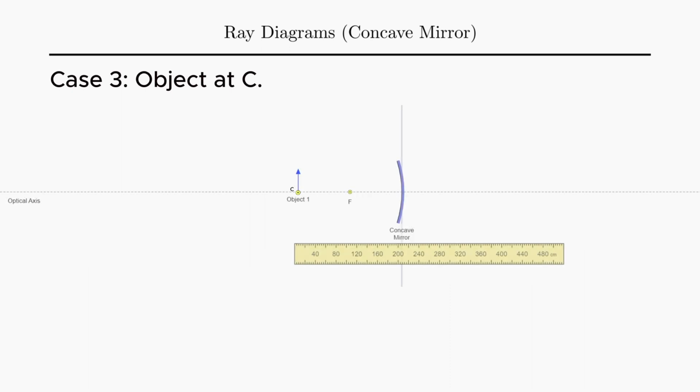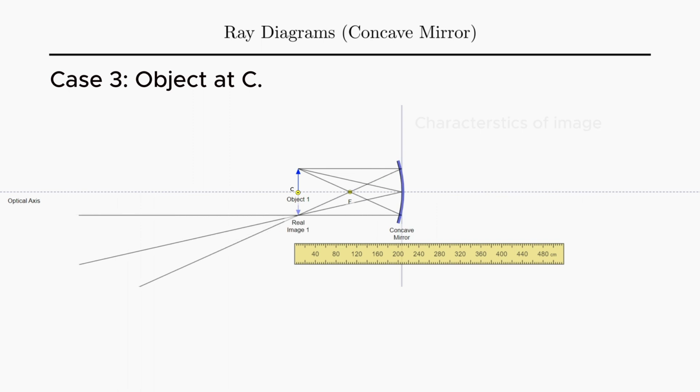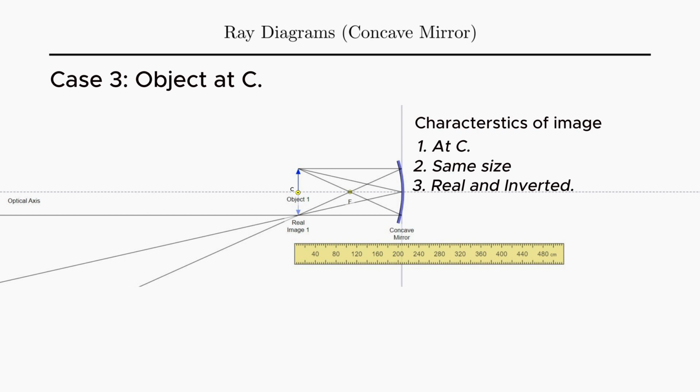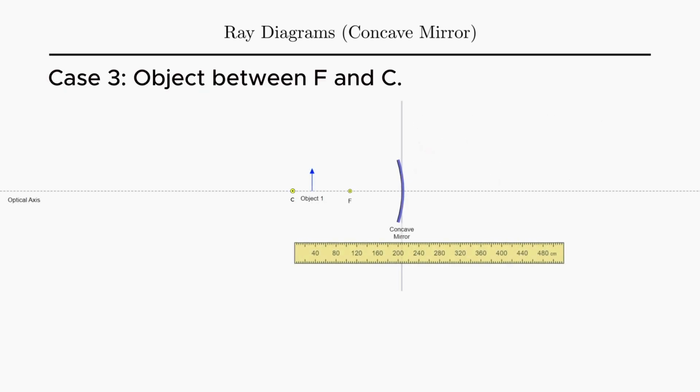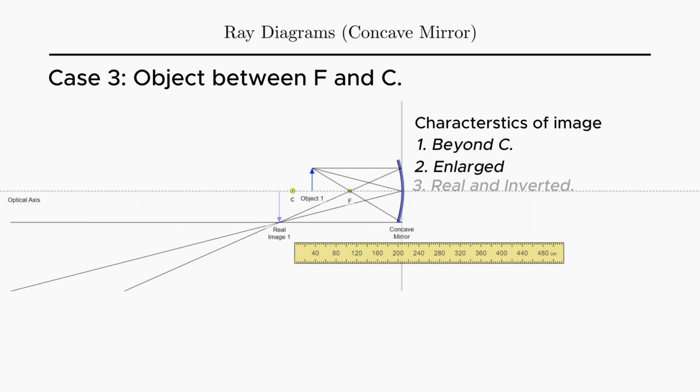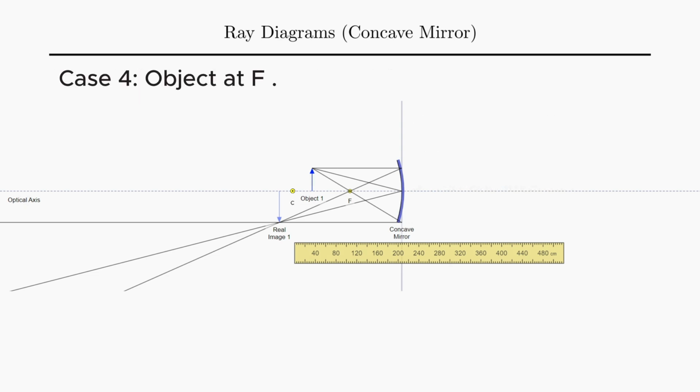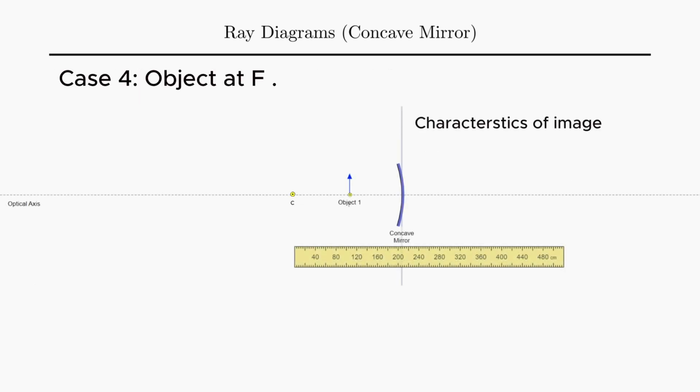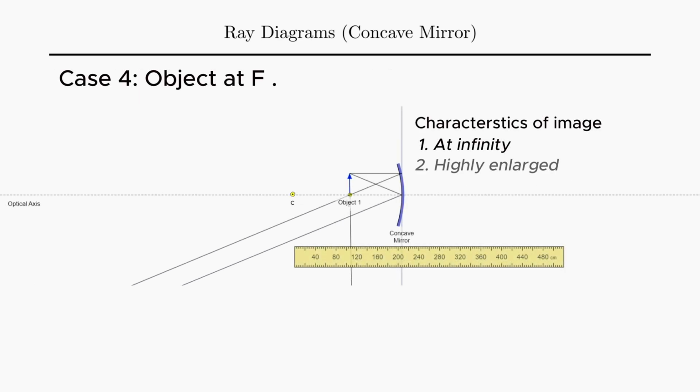Next case is when the object is placed at C, that is center of curvature. We again incident the same 3 rays and obtain an image at C, which is of the same size and is real and inverted. Next case is when the object is placed between center of curvature and focus. For this case, image is formed beyond C, which is enlarged, real and inverted. If the object is placed at focus, we see the reflected rays will meet at infinity. The image formed will be highly enlarged, real and inverted.